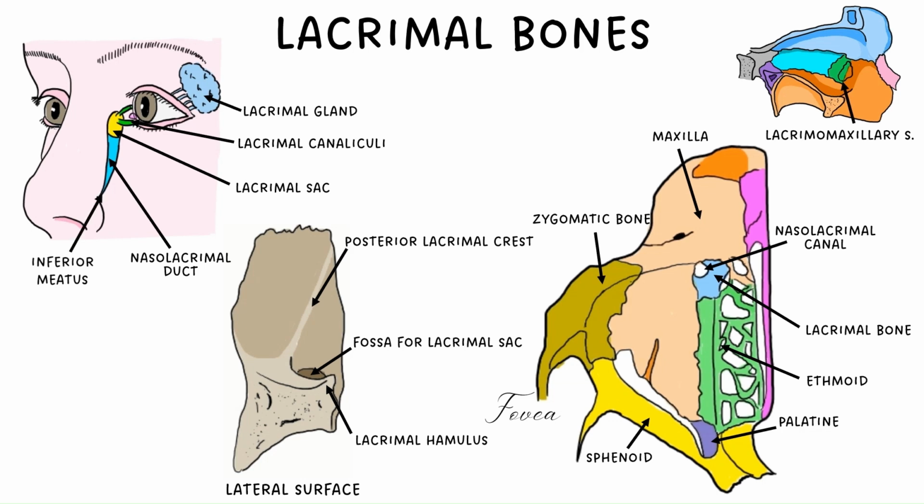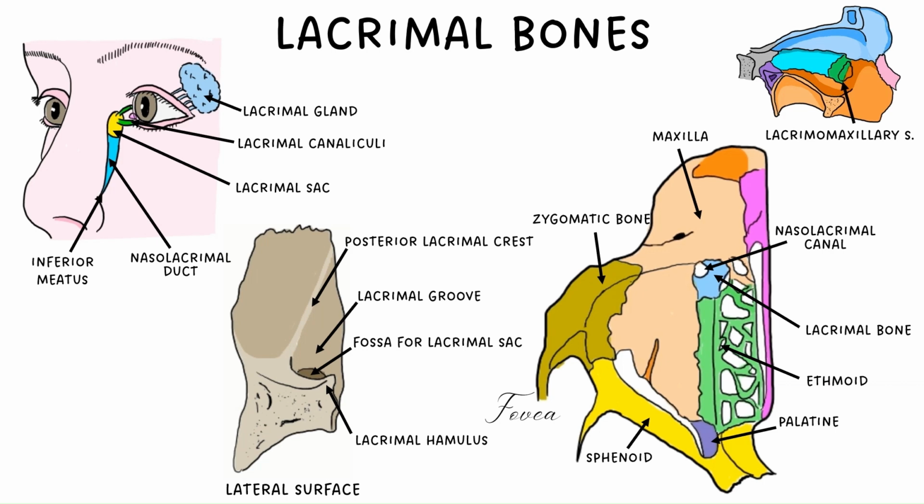In front of the posterior lacrimal crest is the lacrimal sulcus, the inner margin of which unites with the frontal process of the maxilla to complete the lacrimal fossa. So the upper part of this fossa lodges the lacrimal sac, the lower part, the nasolacrimal duct.